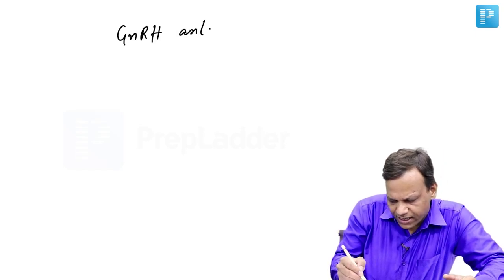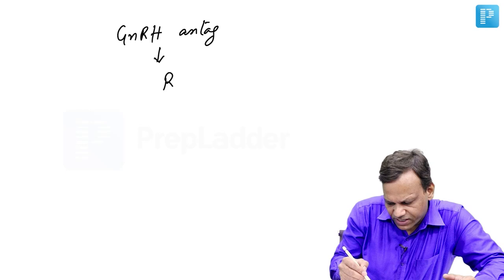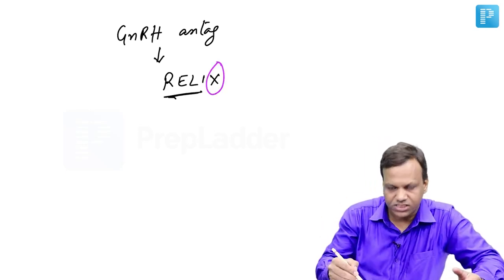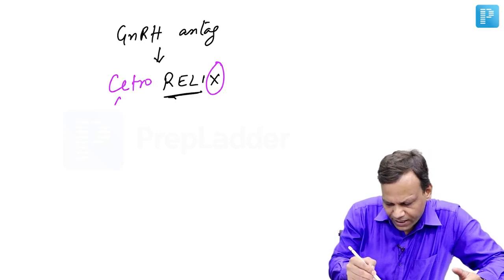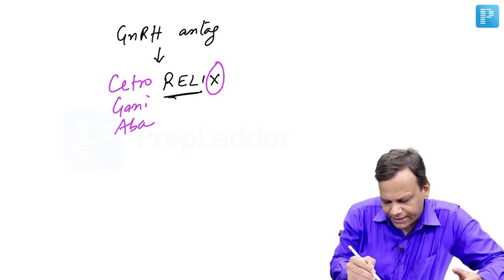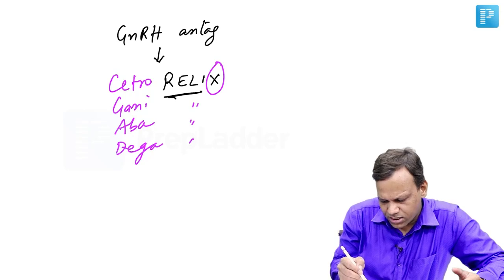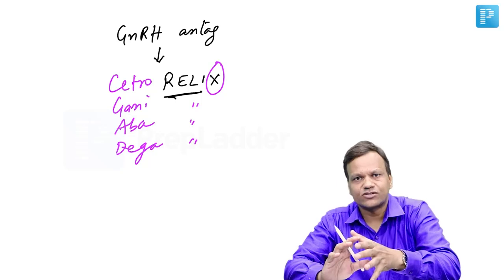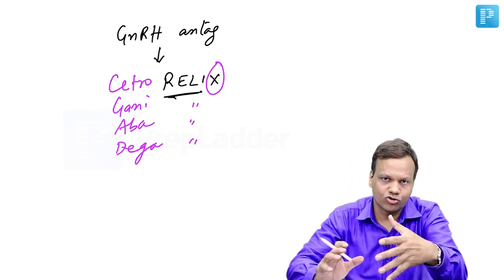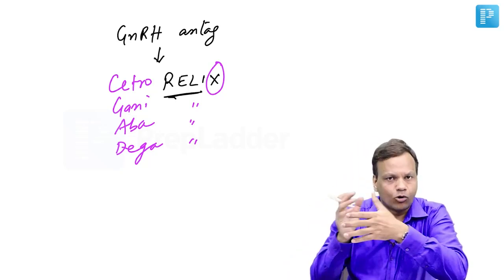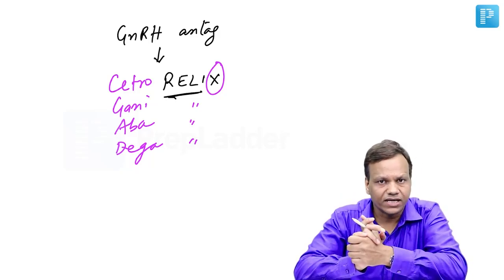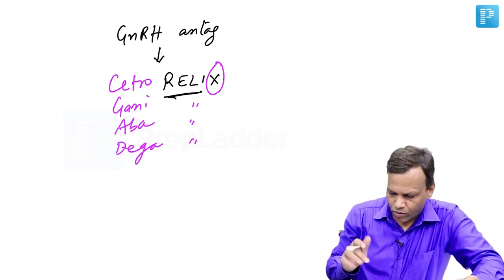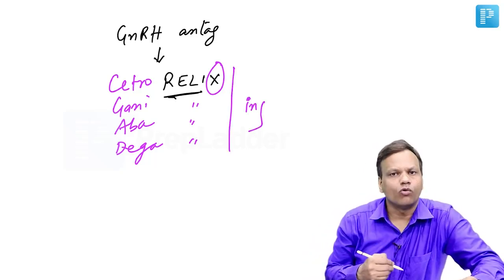The drugs which are GnRH antagonists, their names end with relix. Remember, relin ends with agonist, relix ends with antagonist, X means cross. Drugs like cetrorelix, ganirelix, abarelix, degarelix, these are GnRH antagonists. They do not cause flare up reaction, but the disadvantage is they only decrease sex hormones. They are used only to decrease sex hormones. That means in conditions like endometriosis, precocious puberty, carcinoma prostate, but they cannot be used to increase sex hormones. Okay? Now these are also injectable drugs. They are not effective orally.